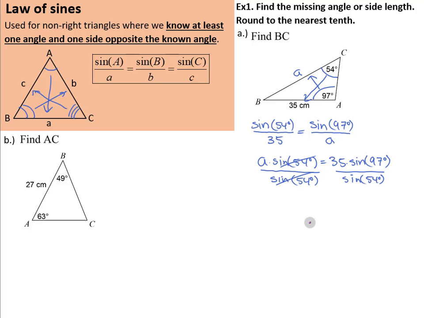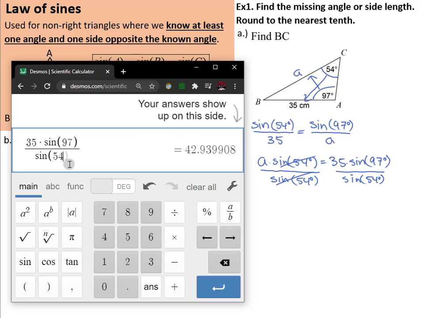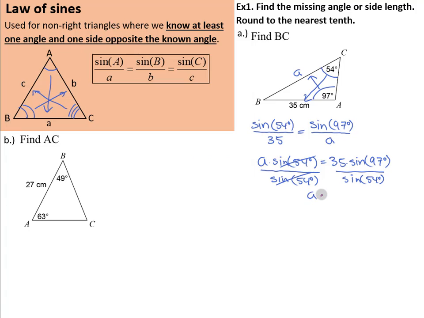So we need to go to our calculator. Okay, so let's type in a fraction, 35 times the sine of 97. Again, check to make sure your calculator is in degree mode. So on Desmos, you should be able to read degree there, over the sine of 54. And that tells us our side length A, which appears to be opposite the largest angle, and should therefore be the largest length in our triangle. And that seems like a pretty reasonable value. It's 42.9 if we're going to 1 decimal place. So A is approximately 42.9 centimeters.